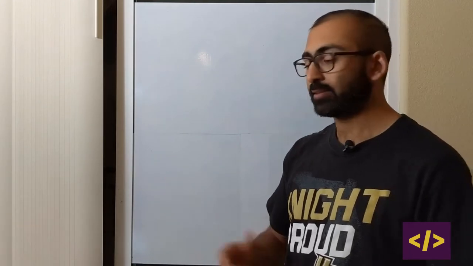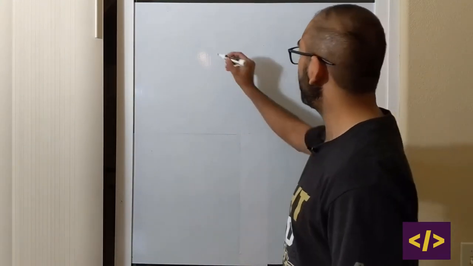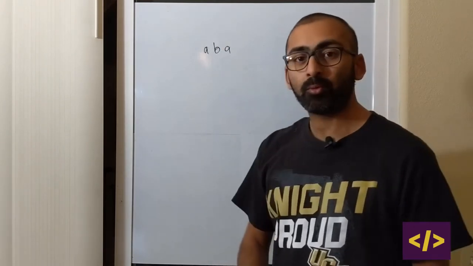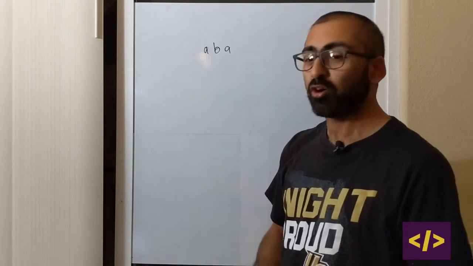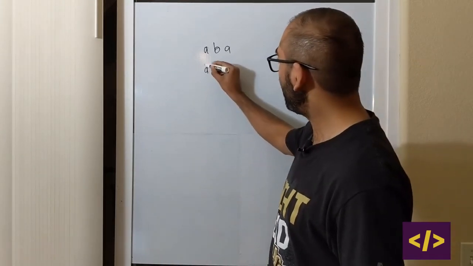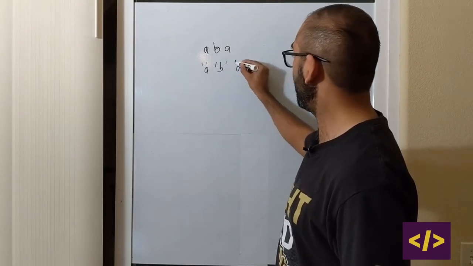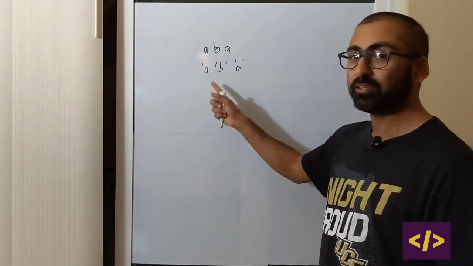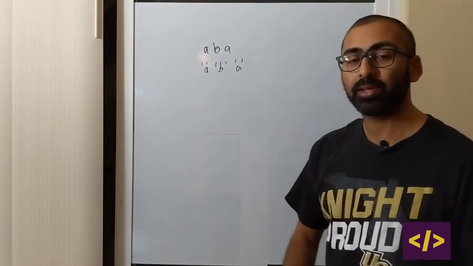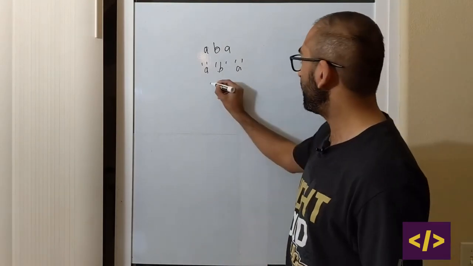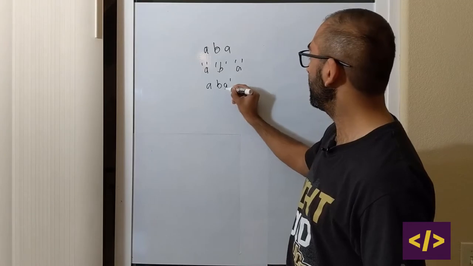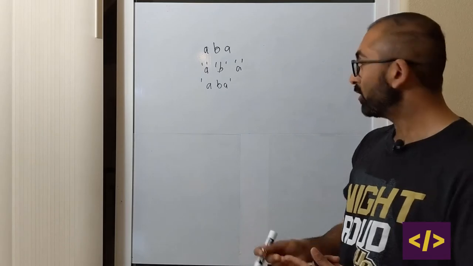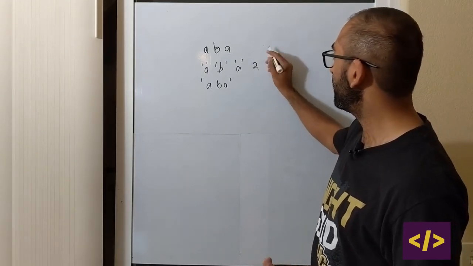Now an example, let's dive right into it. An example would be A, B, A. Now one of the palindromic decompositions of the string would be A, B, A. For all practical purposes, you could say that A is a palindrome, B is a palindrome, and A is also a palindrome. But you could also say that ABA would also be a palindrome, right? So these two are the answers that we're going to get.